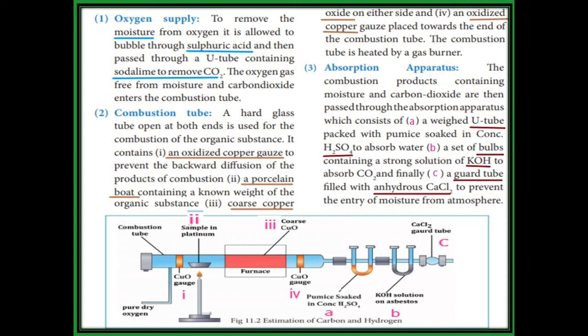The third part of the apparatus is the absorption apparatus. It contains three parts, A, B, C. A contains a U tube.